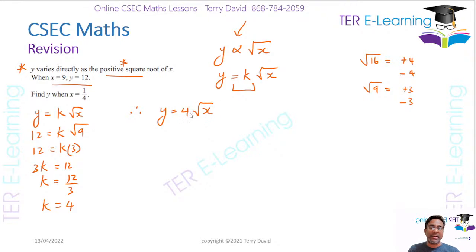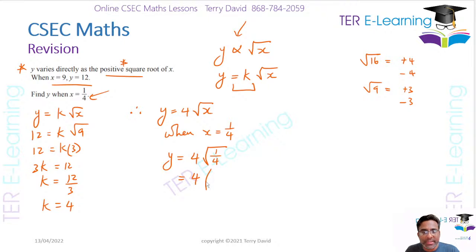So in all of these variation questions, the first thing that we need to do is to figure out what k is. If I don't have k, then I can't do anything, right? So let's see now. So now they said find the value when x is equal to a quarter. So when x is equal to a quarter, right, y is going to be equal to 4 multiplied by the square root of a quarter. The square root of a quarter is a half, so 4 by a half is going to give me 2.